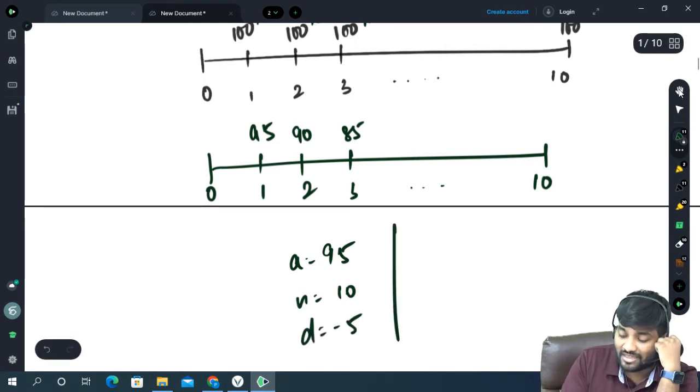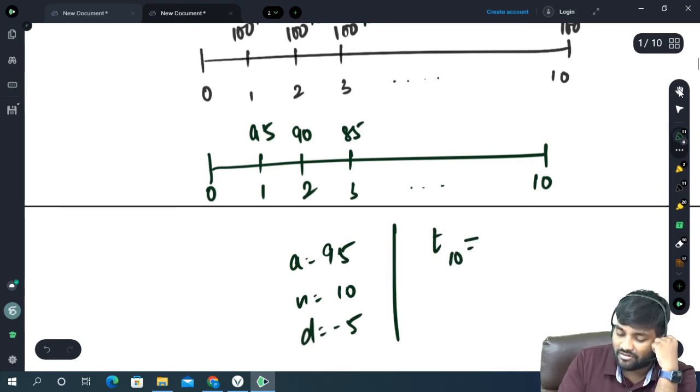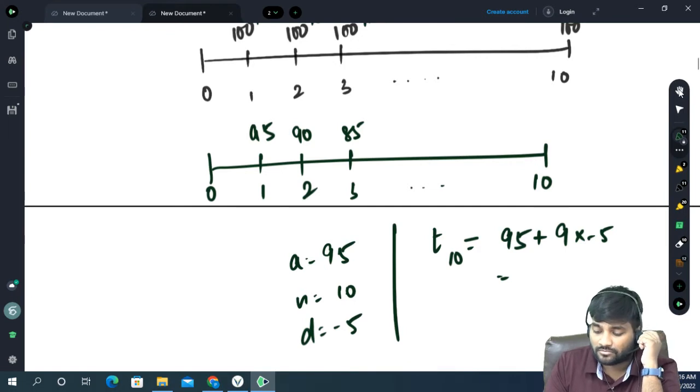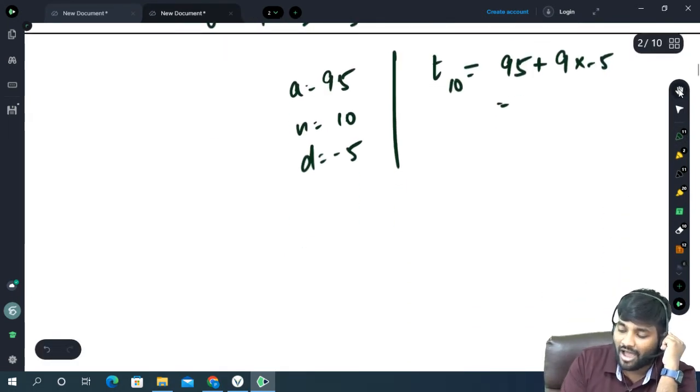You need to be very attentive in the class. So basically T10. T10 will be what? A plus N minus 1 into D. Calculate it fast. 50. So again, I am rewriting it. How do we rewrite it?